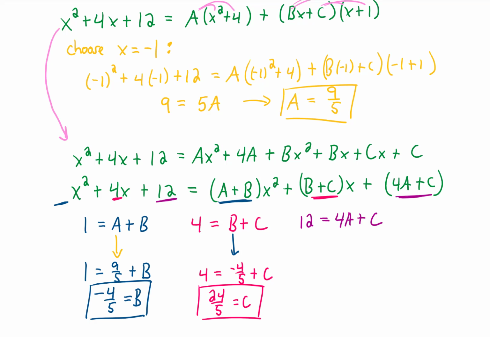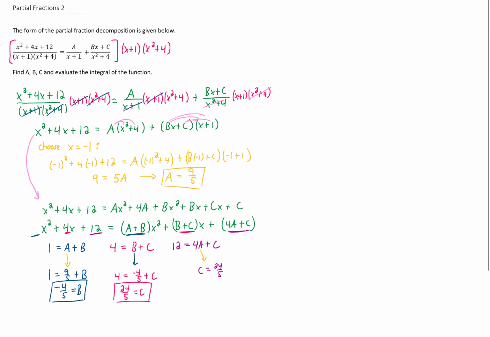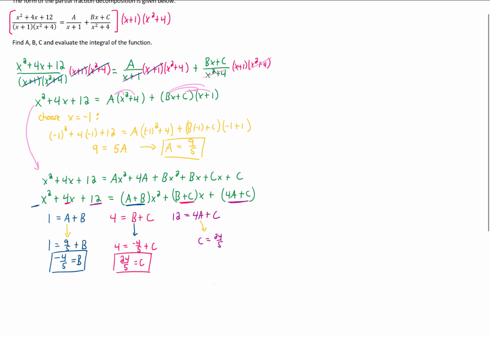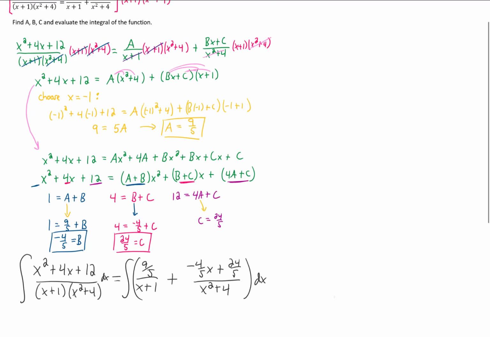If we wanted to check ourselves here, we could plug in a equals 9/5 over here, just to confirm that we get c equals 24/5. We do in fact get that result. We have completed the partial fraction problem to rewrite the original expression as a over x plus 1 plus bx plus c over x squared plus 4. And oh my gosh, I just realized that the problem asks us to actually evaluate the integral of this function. So okay, let's do it.